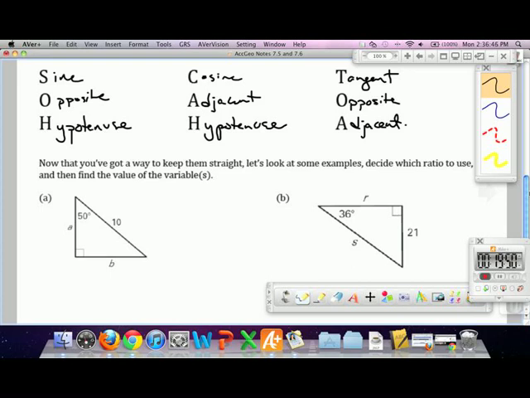Angle 50. How about b over 10? Sure. And what's b over 10? No. Tangent is opposite over adjacent. Sine is opposite over hypotenuse. So if we did sine of 50, we'd get opposite over hypotenuse, or b over 10.